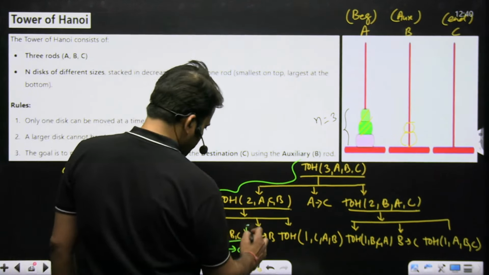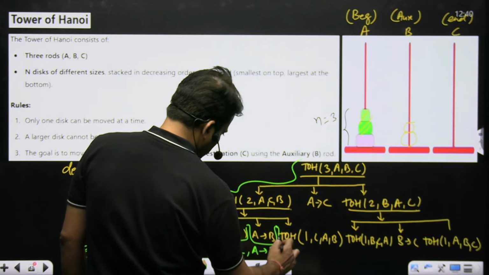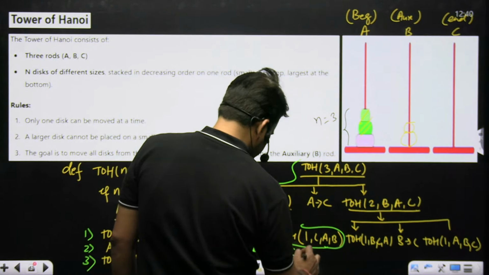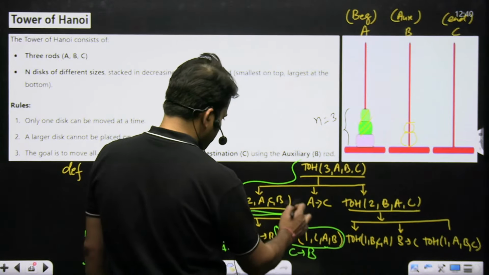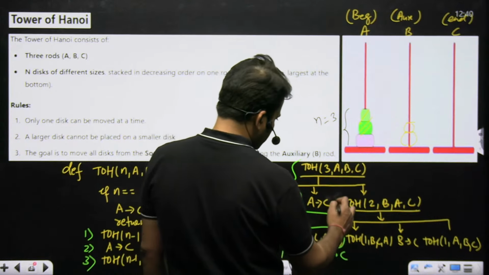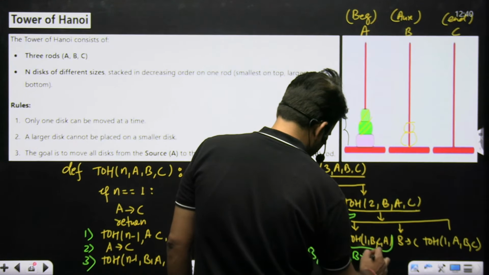Now the second move is what, sir? A to B. What about this one? Directly, sir, C to B, and this is terminated. Now the next move is A to C. Now this is calling this one, and the next move, sir, is B to A.